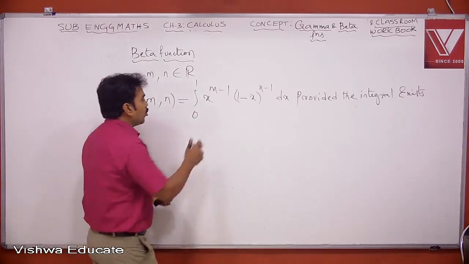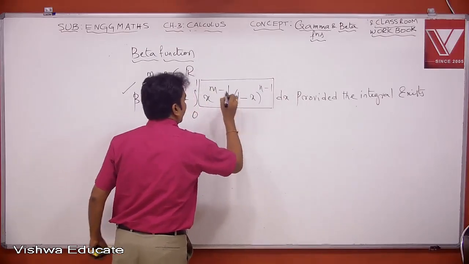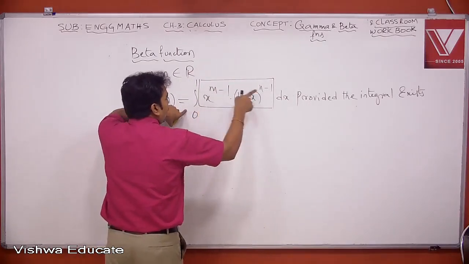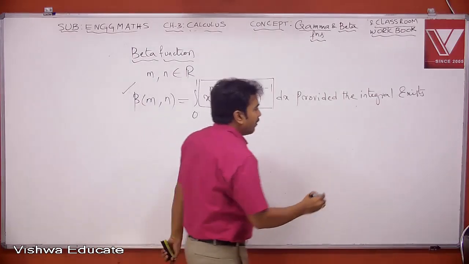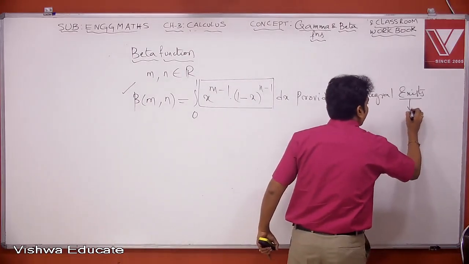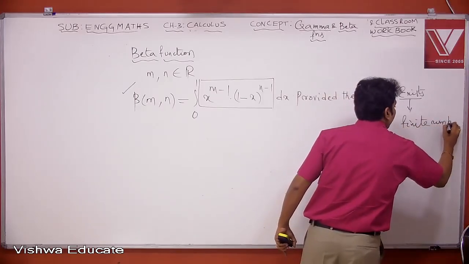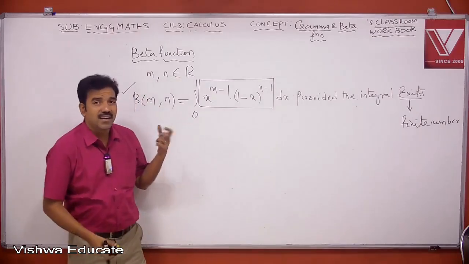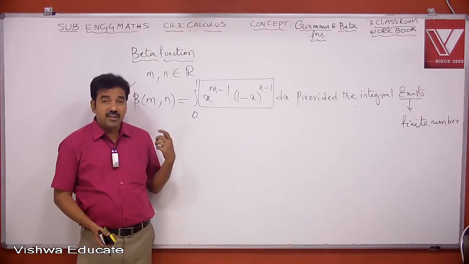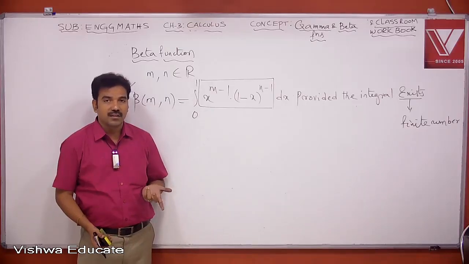So, the integral from 0 to 1 of x power m minus 1 into 1 minus x whole power n minus 1 dx. If m, n are certain values, whenever this integral is a finite value. Whenever we use "exists", it refers to a finite number. That is why I am frequently using "the integral exists": the beta function may not exist for all real values of m and for all real values of n.